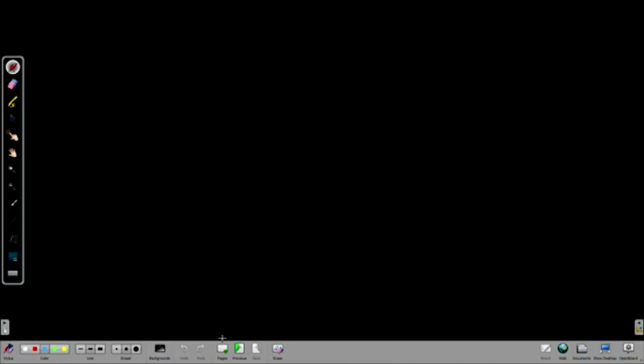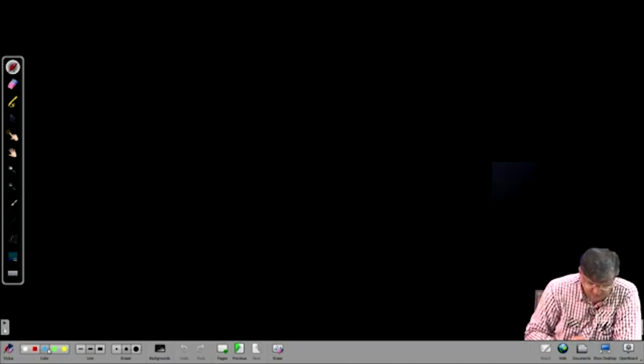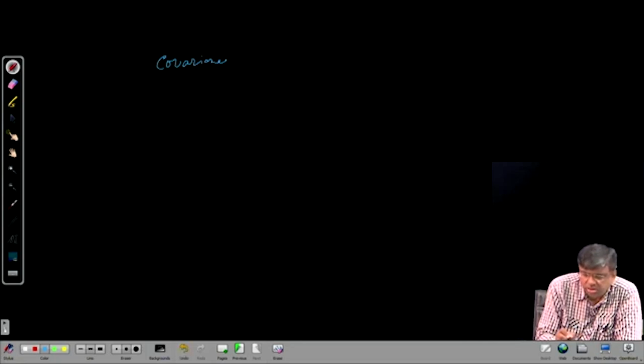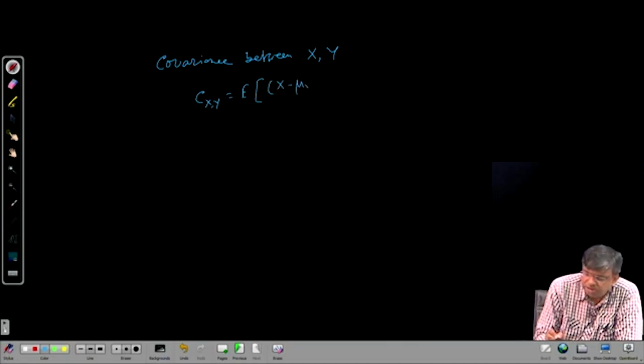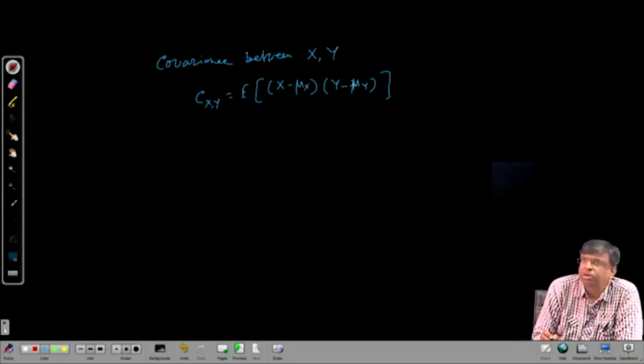Next, now we consider one expression that we were considering earlier, covariance between two random variables x and y. Covariance was denoted by C x y, expected value of x minus the mean, y minus the mean. Its physical meaning was explained that time. This is the AC part, incremental part around the mean, this is the incremental part around the mean.